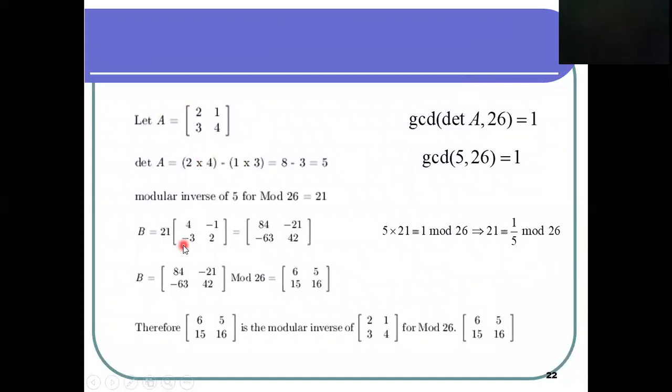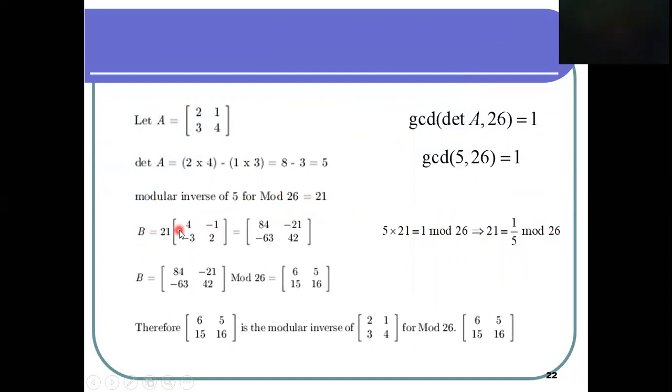So how to find its inverse? I just calculate the inverse of 5 under mod 26, which is 21. The determinant is 5. So why can I put 21 over here? Because 5 times 21 is congruent to 1 mod 26. So 21 is congruent to 1 over 5 under mod 26.